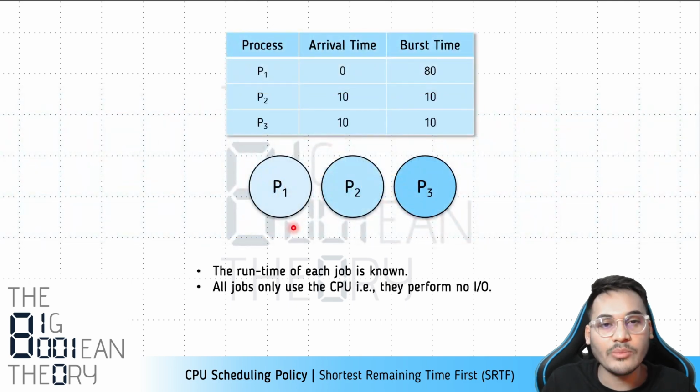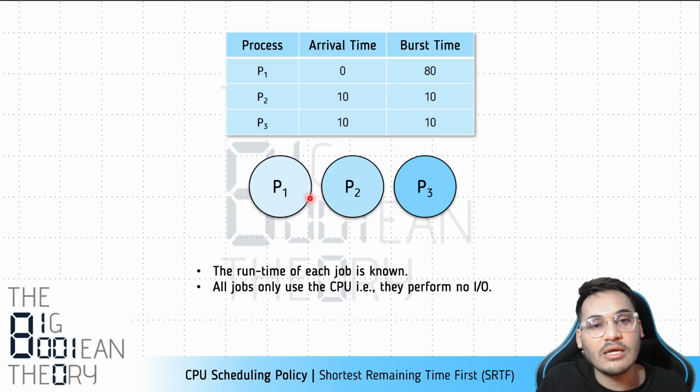So we will again take a hypothetical system. In this system, there are three processes, P1, P2, and P3. You can see the arrival times and the burst times in this table. Let's assume that all of these times are in milliseconds. As always, there is an assumption whenever we are discussing these scheduling policies. The assumption is that the runtime of each job is known, and all jobs only use the CPU, that is, they perform no IO.